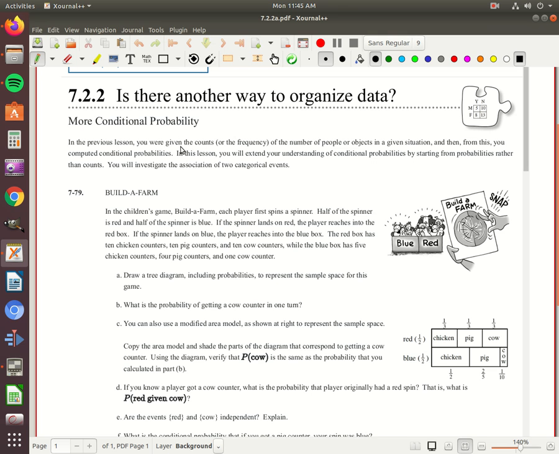In the previous lesson, you were given the counts or frequency of the number of people or objects in a given situation. And then from this, you computed conditional probabilities. In this lesson, you will extend your understanding of conditional probabilities by starting from probabilities rather than counts. You will investigate the association of two categorical events.